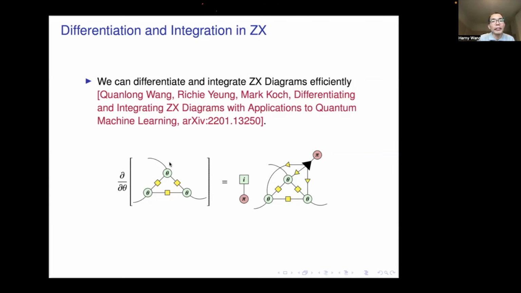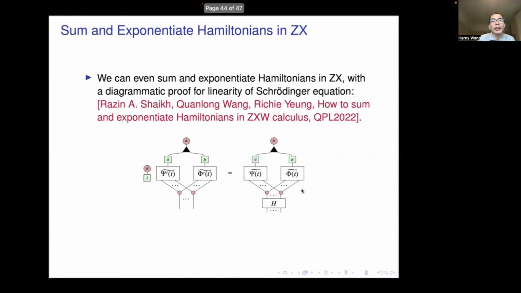Here, if you have the diagram here, then after differentiation you get this diagram. And also you can sum up things like Hamiltonians. Usually people write Hamiltonians in terms of Paulis, right? Sums of Pauli operators. Then you can also represent them by these diagrams. Here we show an example for the proof of linearity of the Schrodinger equation.